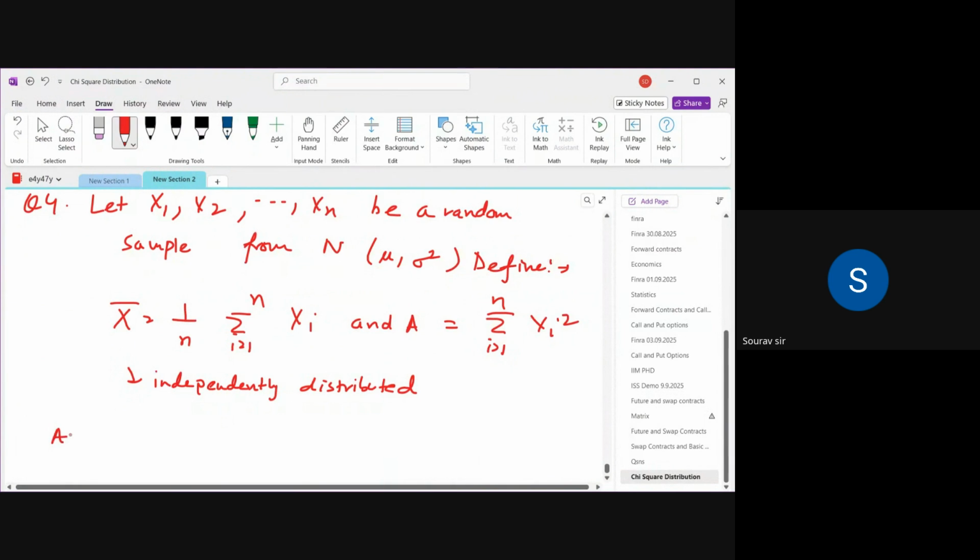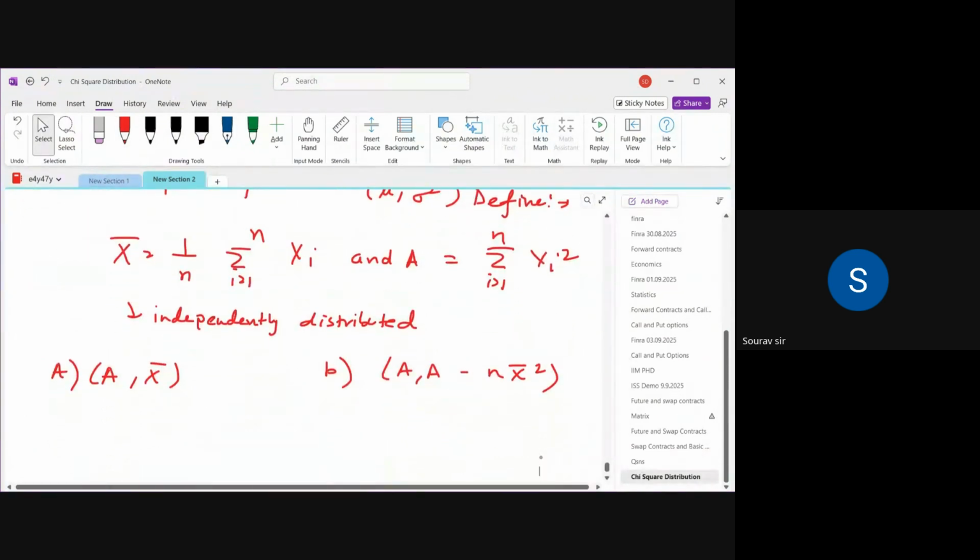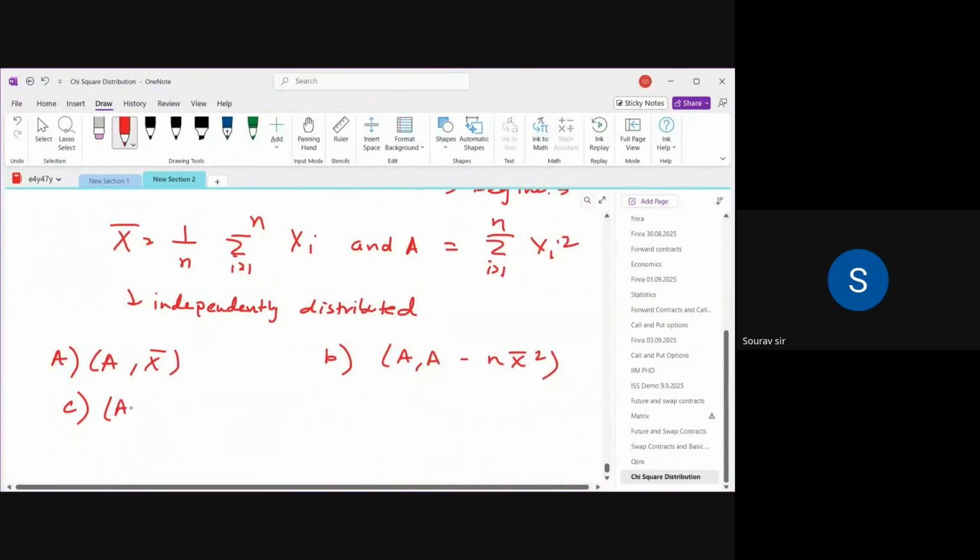So here option A is X bar and B, B will be A minus n X bar squared, C will be A minus n X bar squared, and D will be A and X bar square. Seen the question? Who will tell me the answer now?